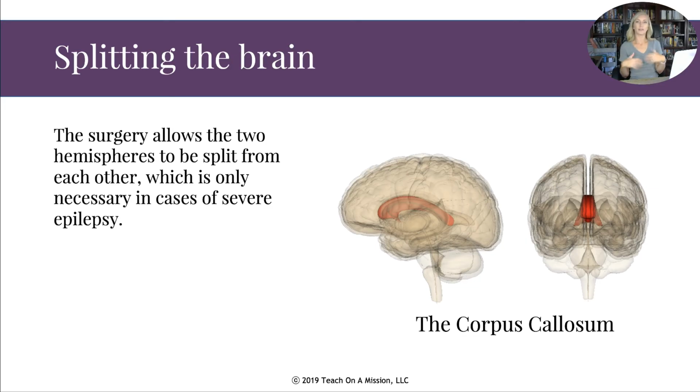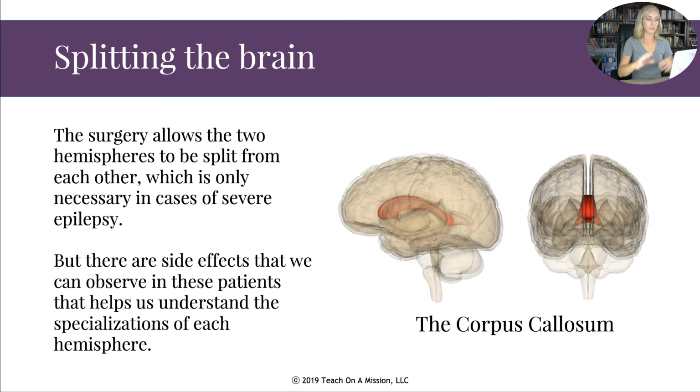The reason they would even do this surgery, which is only necessary, I'm pretty sure, in cases of severe epilepsy, is to allow the two hemispheres to be split from each other. It's a last resort, but some people actually need this done because their epilepsy is so severe. But there are side effects, right? They can go about their lives functioning as a normal human being. But there are side effects to observe in these patients that, again, help us to understand the specializations of each hemisphere.